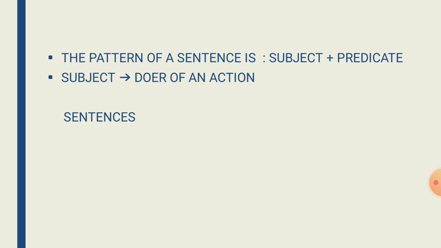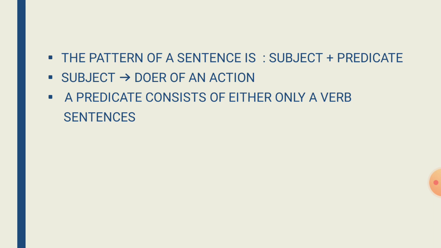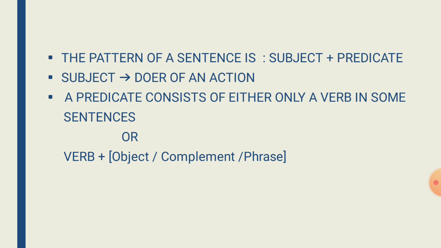And what about a predicate? A predicate tells us what the subject does. In some sentences, in the predicate part, we have only a verb, as in the sentence, birds fly. Sometimes in the predicate part we have a verb and an object, or a verb and a complement, or a verb and a phrase. So it is very clear that without a verb there is no predicate.